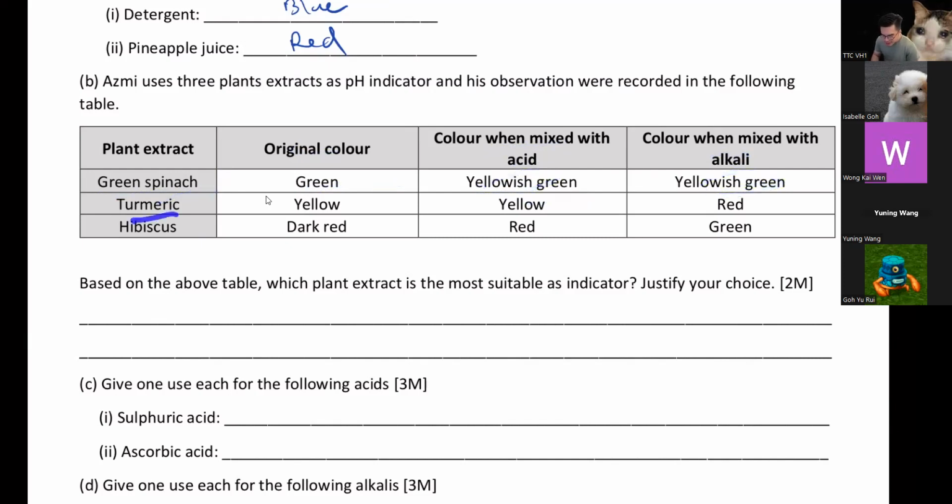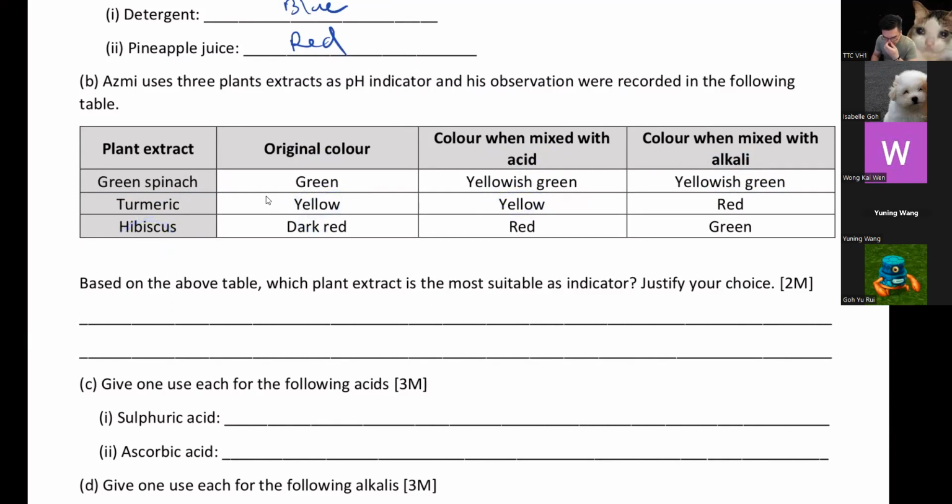Okay. Turmeric, yellow originally. Mixed with acid, yellow. Mixed with alkaline, red. So these two same color, right? So you cannot tell whether it's neutral or whether it's acidic. So it's kind of useless.